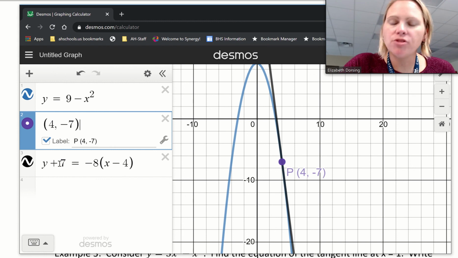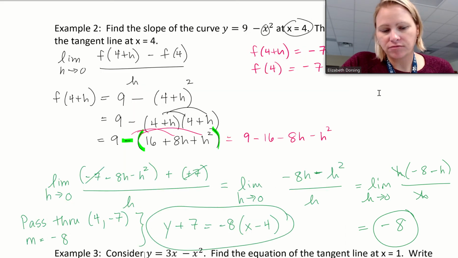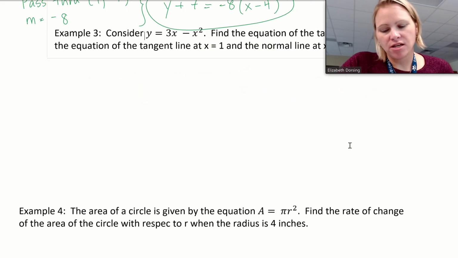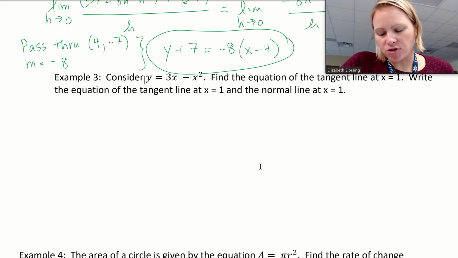The negative 8 was what we found using the limit notation. The 4 and the negative 7 were the points that we found by plugging in the tangent point into the function. So again, this is making a connection between the thing we're doing analytically on our paper and algebraically and the graphical representation.